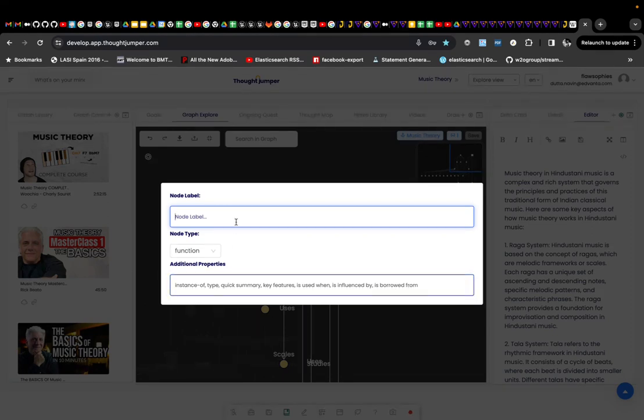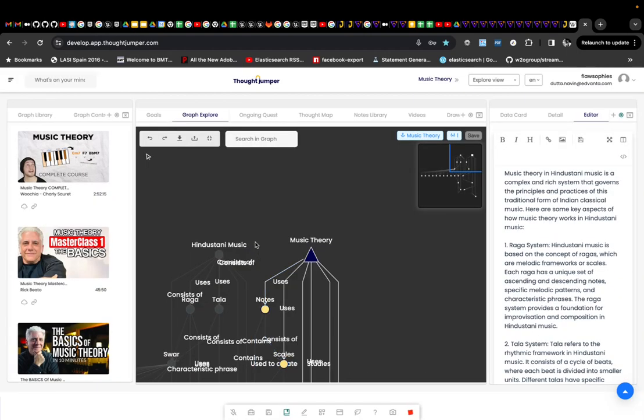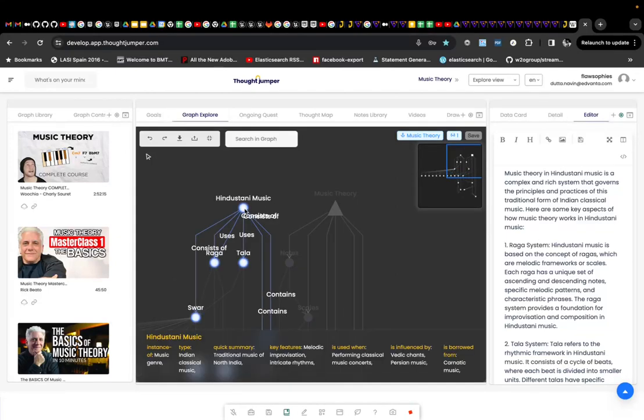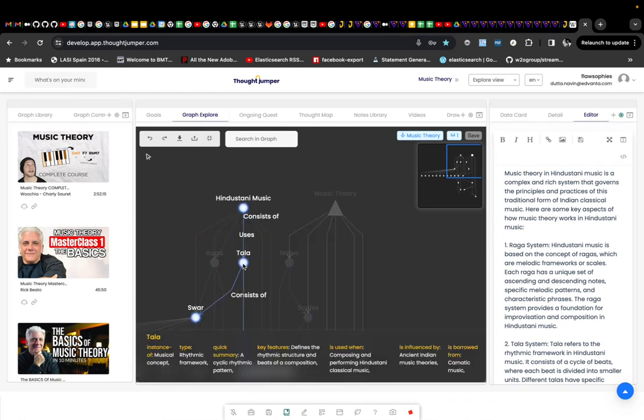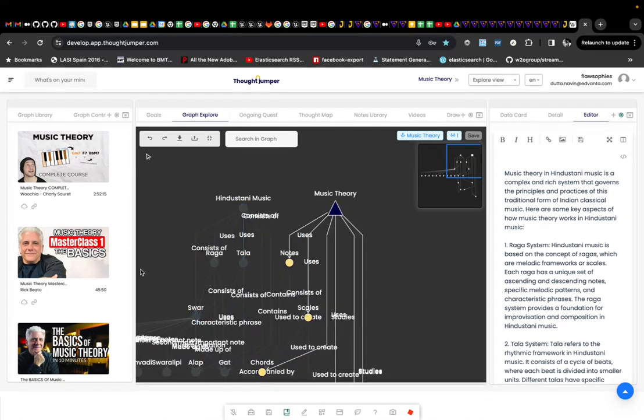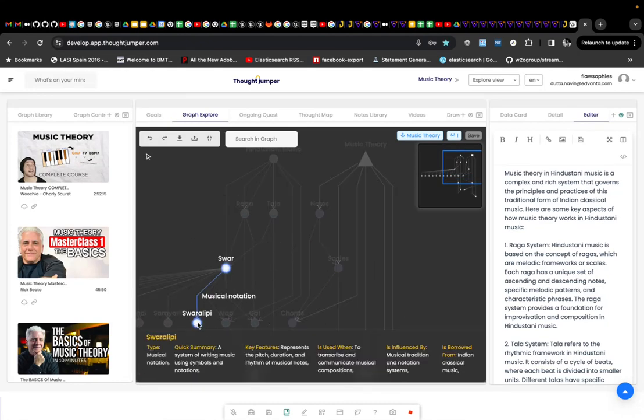I just asked the same question: how does music theory work in Hindustani music? And it created this beautiful graph for me. If I hover on any of these, you can see the decorators capture a lot of basic information for you to look at while you're trying to understand conceptually how things work.